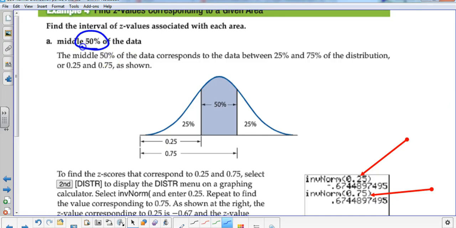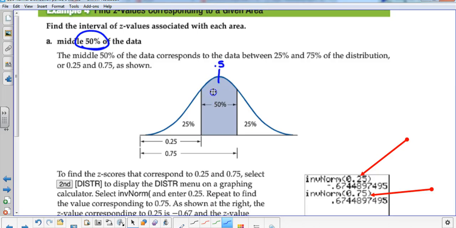They did the middle 50%. Normally, if we went out one standard deviation each way, we'd be at what percent? 68. Everybody remember from yesterday, empirical rule? If we go out only 50% total, so what percentile is this at?